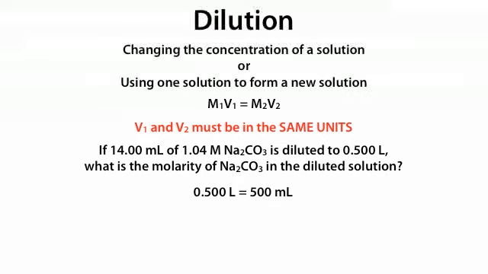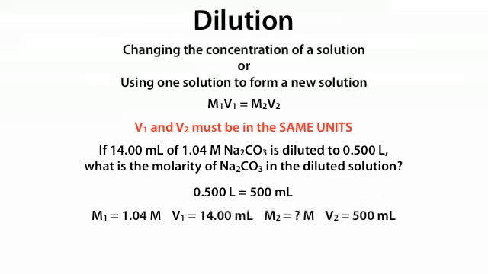Now we can set up our M1V1 equals M2V2. M1 is the original molarity of the solution. We start off with a 1.04 molar solution. V1 is our original volume. We have an original volume of 14.00 milliliters. This volume is diluted to a molarity 2, which we don't know yet, which we're going to solve for, and a V2, which is given as 500 milliliters, which we just converted from 0.500 liters.